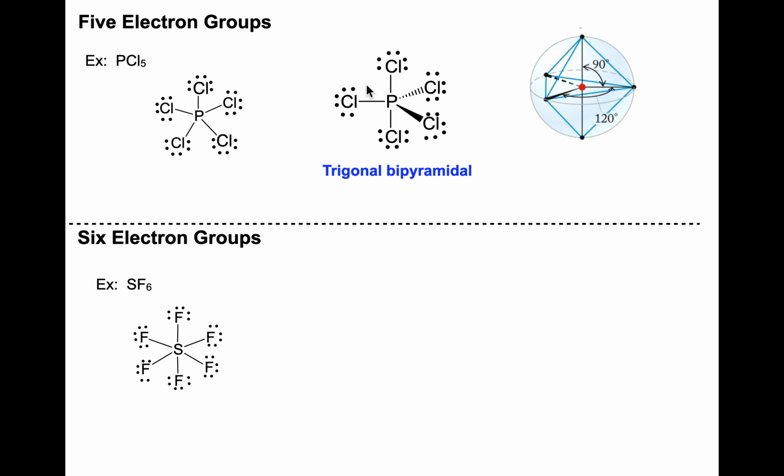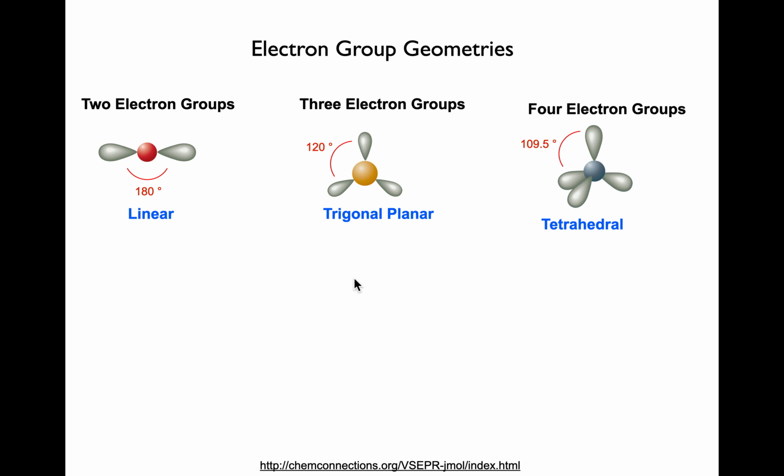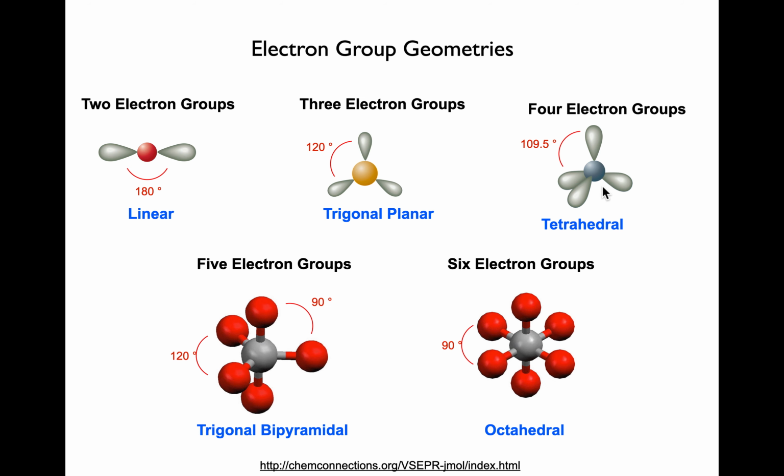So our trigonal bipyramidal, we have 1, 2, 3 equatorial and 1, 2 axial bond angles of 120 and 90. And then for our octahedral geometry, all bond angles here are 90 degrees apart in a more symmetrical arrangement. So our electron group geometries: 2 groups, it's linear; 3 groups, trigonal planar; 4 groups, tetrahedral; 5 groups, trigonal bipyramidal; 6 groups, octahedral, just as we saw with our little video movie from the PhET simulation.